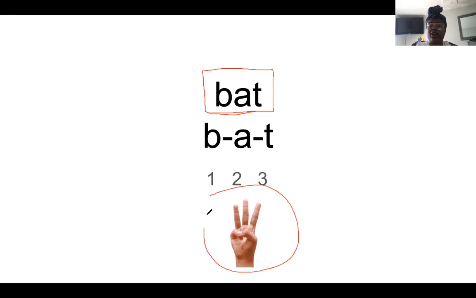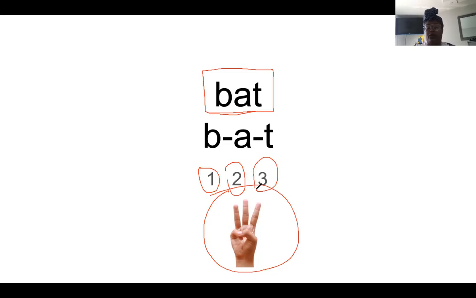You see the three fingers here, right? That is a representation of exactly how many fingers you need to have up when you're breaking down the word bat. The numbers are also here for you too. 1, 2, 3 fingers need to be up when you're breaking down the word bat. Why? Because when you're breaking it down, it needs to sound something like this.